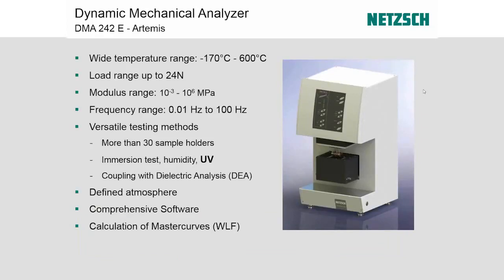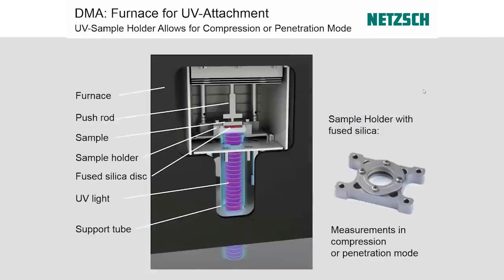This DMA has a wide temperature range. You can use it all the way up to 600 degrees, wide frequency ranges, all these other things. But the big part here is that you can use UV irradiation on the compression sample holder. So the way that this works is you would spread a resin into that fused silica sample holder on the right. You then take a compression push rod, which comes into the top of that resin, and it will oscillate along the top of the system. You then irradiate from below and measure the mechanical properties at the top as they change with time.